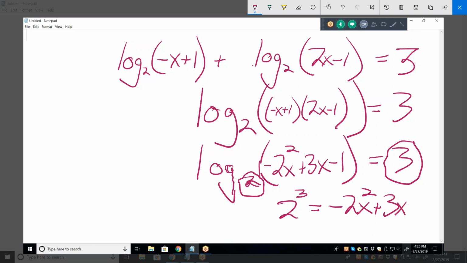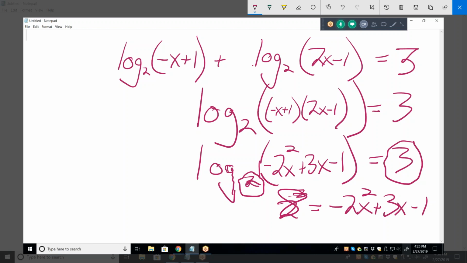And now I have a simple quadratic to solve. How am I going to solve this quadratic? Well, 2 cubed is 8, I think. All right, that's a good start. And then you subtract 8. Actually, it's going to be much easier to factor if we have a positive coefficient in front of the x squared term. Oh, okay, so then we would just bring everything from the right side over to the left.